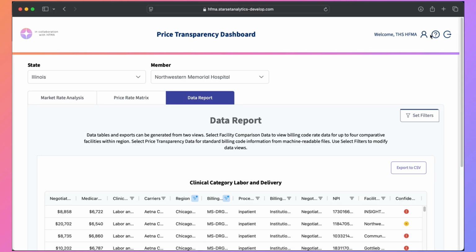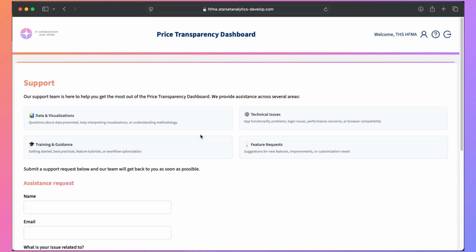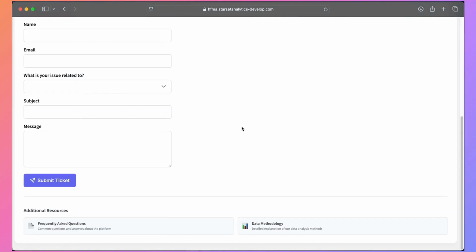One last thing is here in the question mark on the upper right-hand side. If you have questions or need support, please contact us through this support page. This support page also includes additional resources, including FAQs and a full data methodology that gives detailed explanations for all of our data analysis methods.